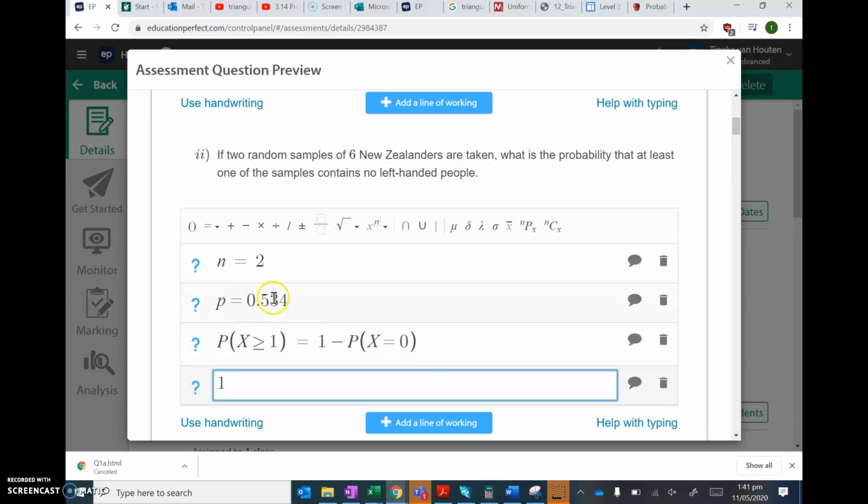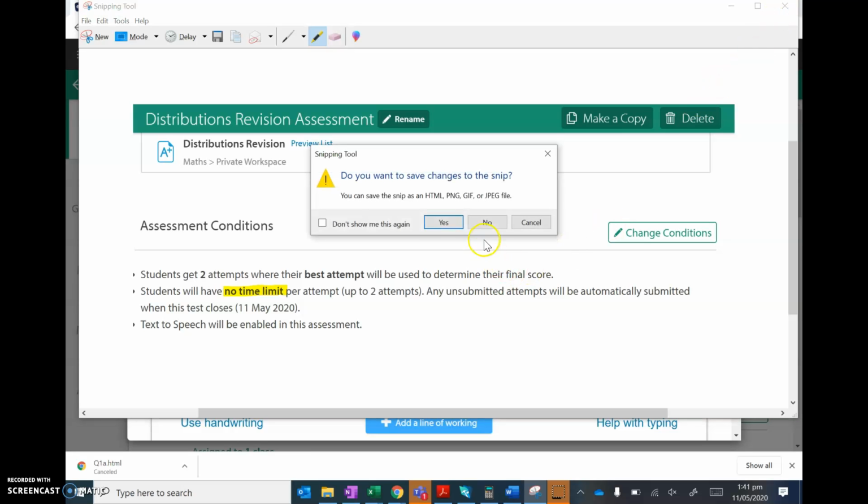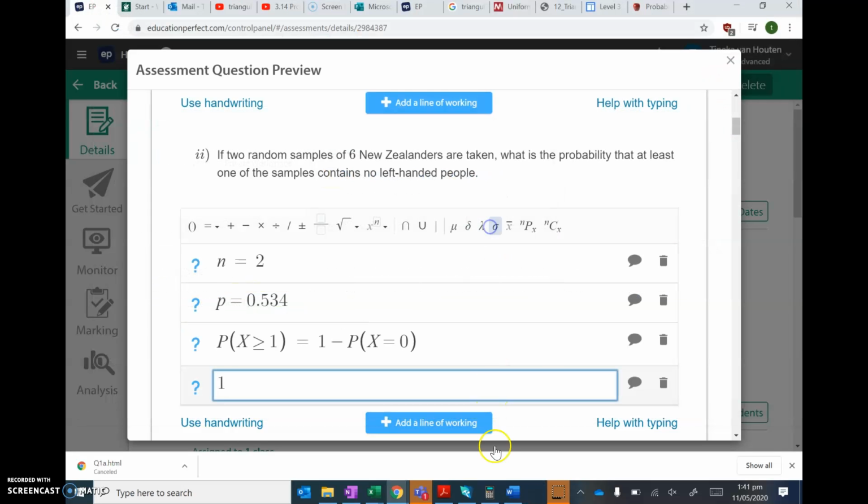So I'm not using this probability here. I'm working out the probability that at least one of the samples contains no left-handed people. Now I'm working out the probability that none of those 2 samples, so 0 of those 2 samples, has no left-handed people. Sorry about that.